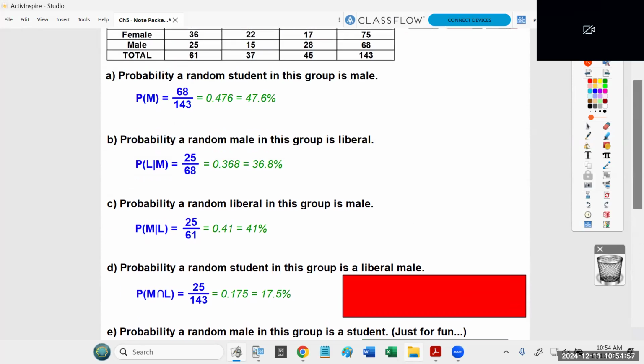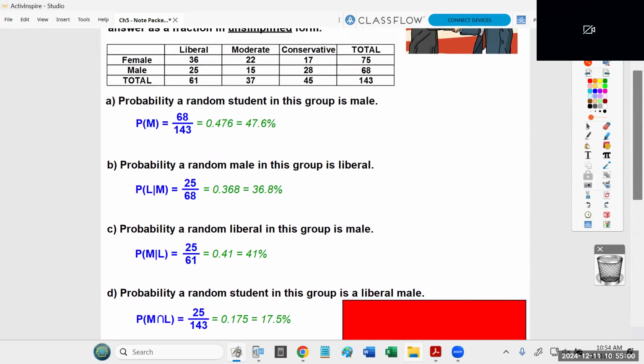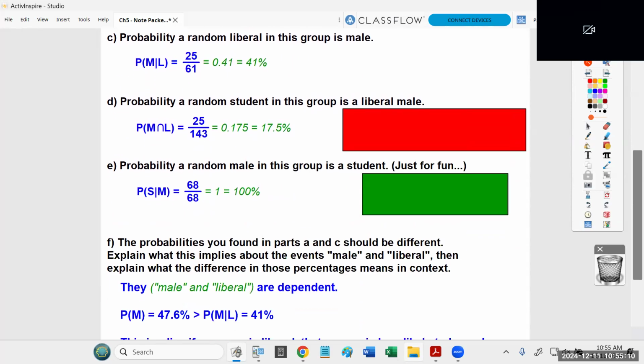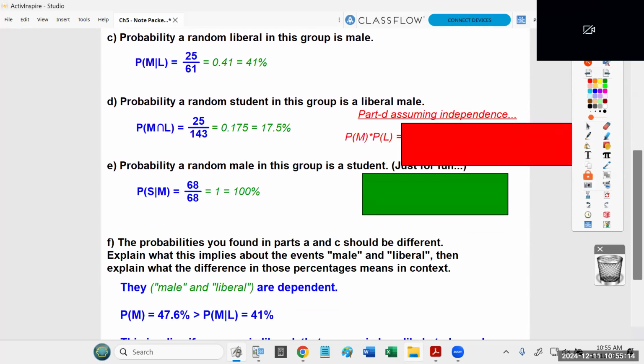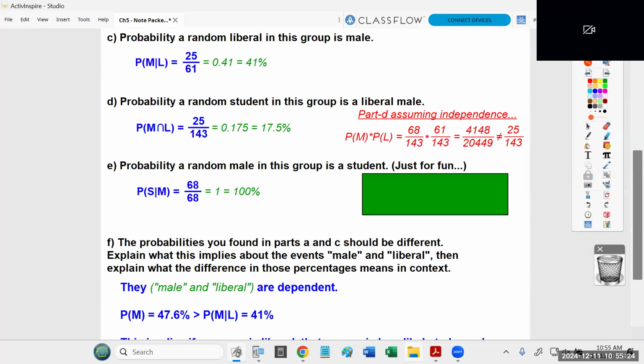Now, you all found the probability of being male is 68 out of 143. What is the probability of being liberal? What out of 143? 61. So our simplistic multiplication rule says if you want to know the probability of male and liberal, multiply those probabilities: 68 out of 143 times 61 out of 143. I will guarantee you, whatever that number is, it's not what we found. The multiplication rule does not work for the events male and liberal. Why? Because they're dependent, and this rule of multiplication requires that the events be independent. The fact that you're a liberal implies there's a different probability you're male.